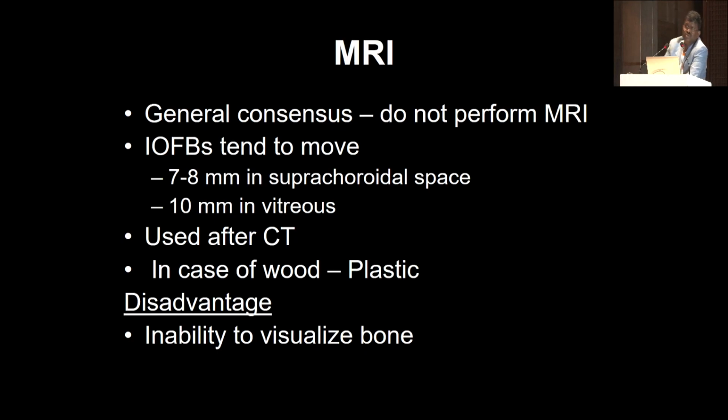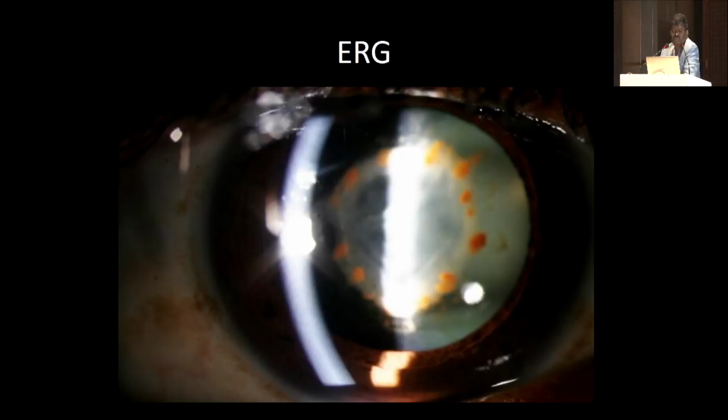So the last one will be MRI. But before doing MRI, always rule out that the foreign body is not metallic, because the foreign body can move up to 7 to 8 millimeters in the suprachoroidal space, or 10 millimeters inside the vitreous cavity when the MRI is done. So that can lead to a lot of collateral damage because of movement. So once you rule that out, in case it's wood or other plastic, if you want to localize and find out, go for MRI. But the disadvantage, we all know, is that there is no visualization.